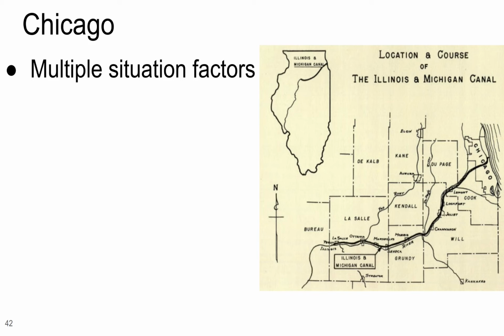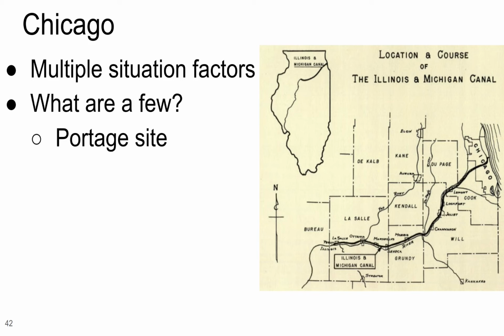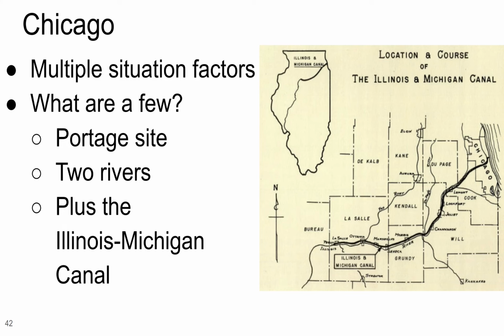Chicago has several situation factors. What are a few? Well, it was a portage site where people would have to get out of the boat, get everything out of the boat. It was the site of two important rivers, and the Illinois-Michigan, another canal.